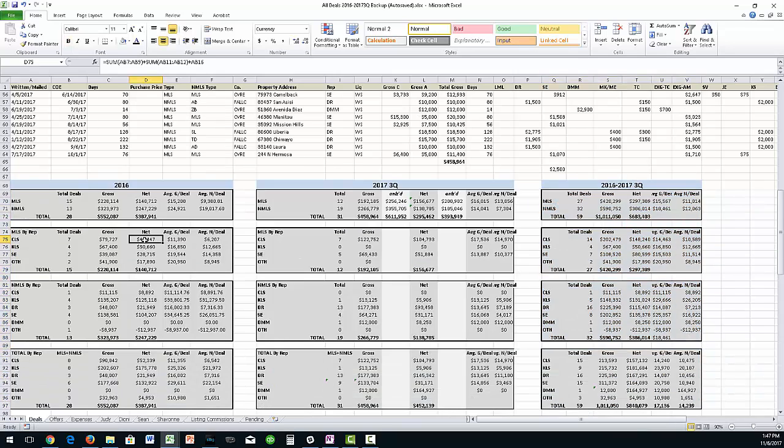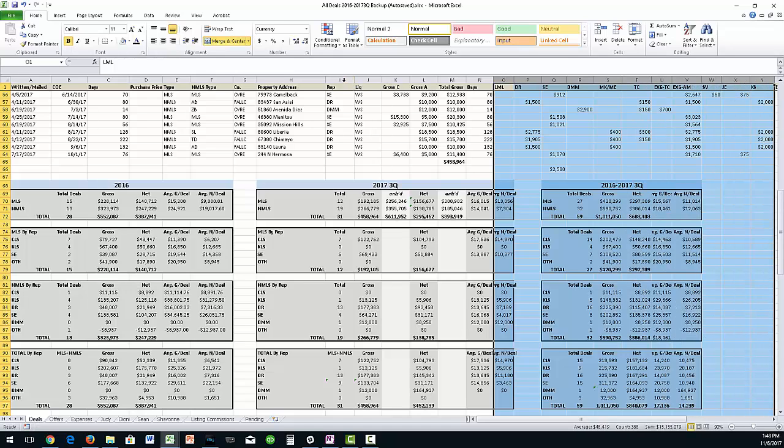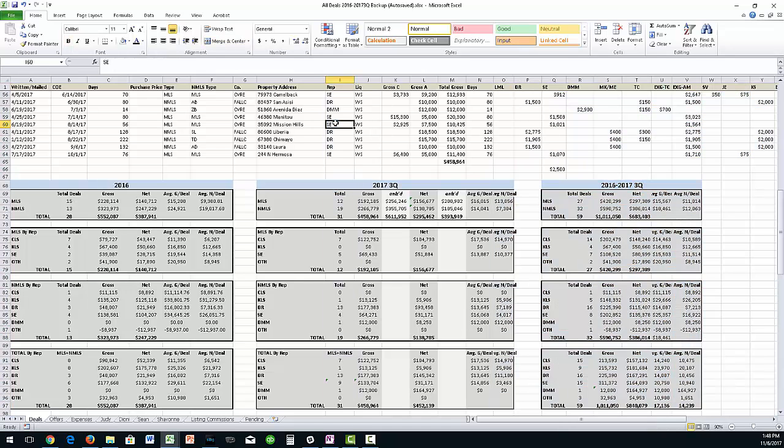The next output is MLS only, so it's only the ones that are MLS by rep. And then the rep is right here. This has nothing to do with this because this is on the liquidation. So this is just rep here.